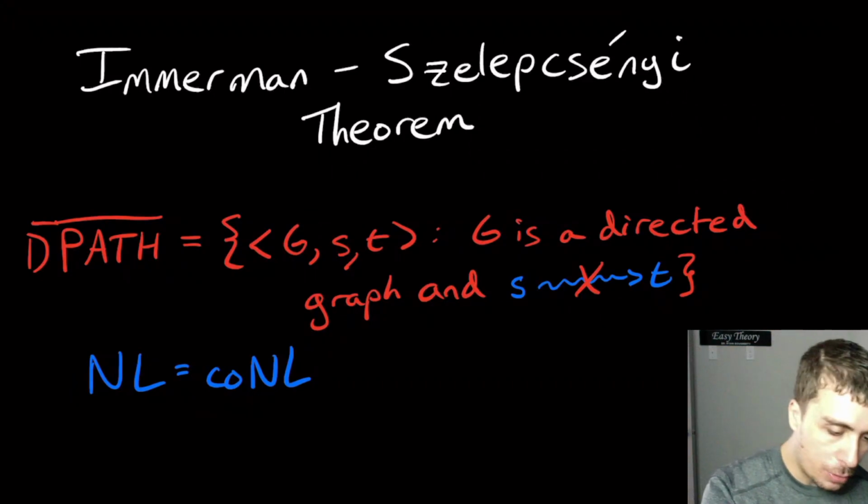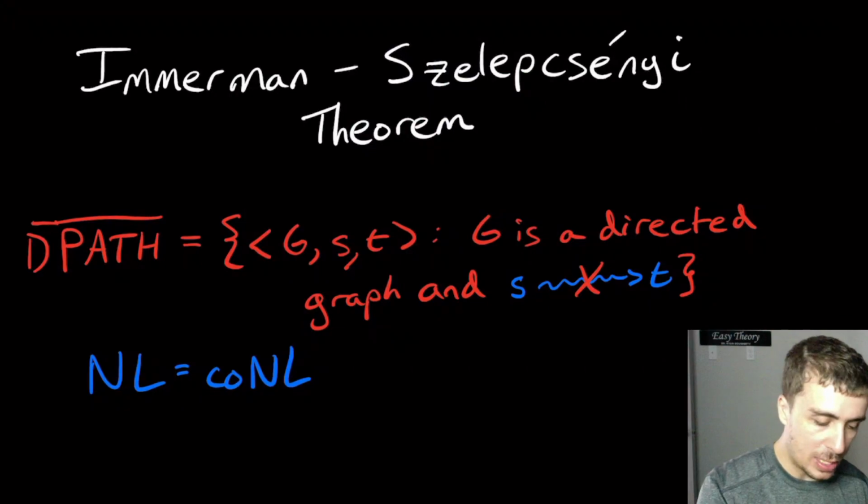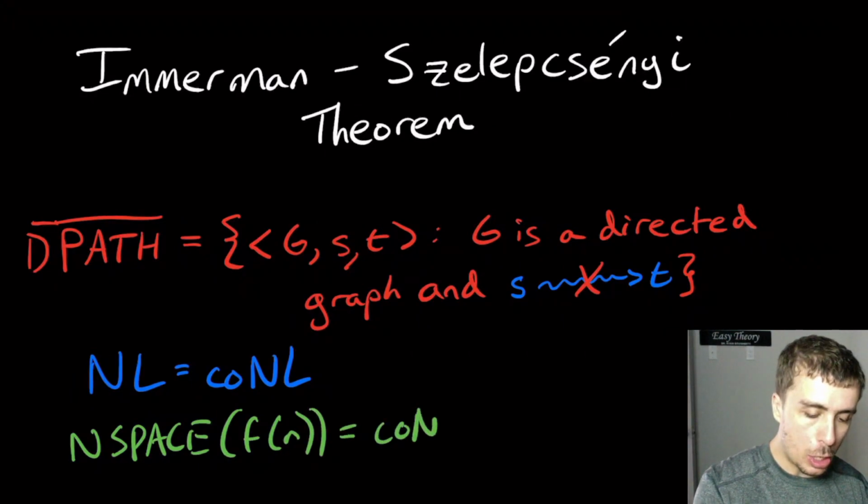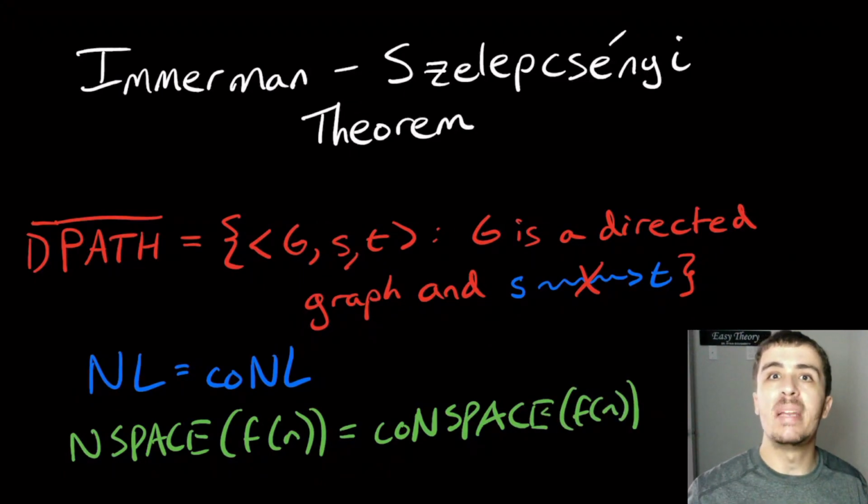They actually prove something much more complicated, which is that if we look at NSPACE of some function f of n, then that is equal to coNSPACE of the same function. So non-deterministic space classes are closed under complement. So let's get into how you would actually prove that d-path complement is in NL.